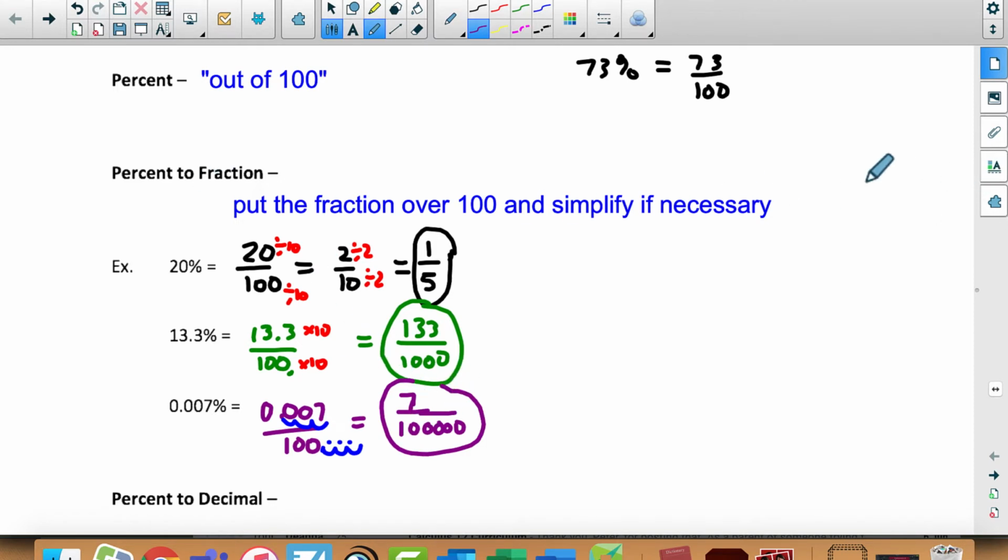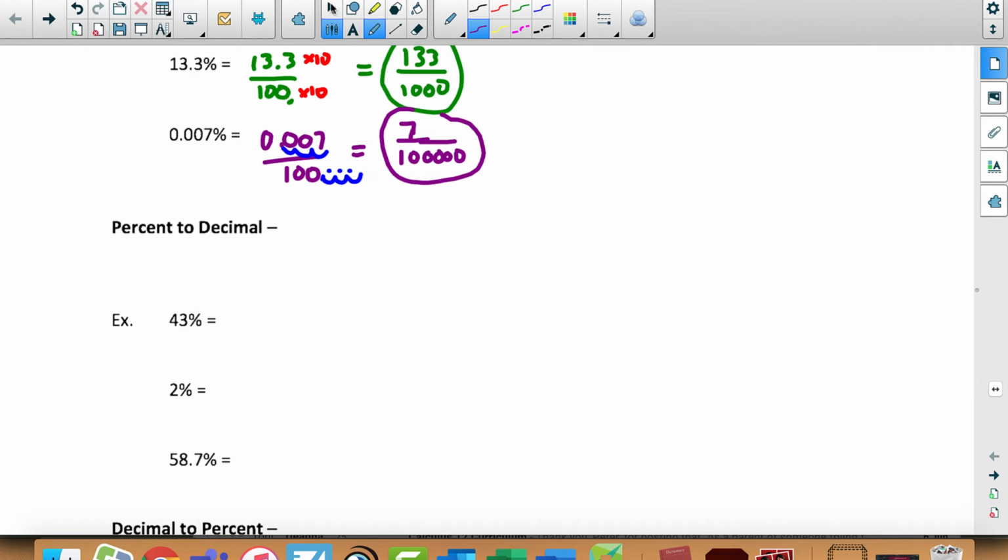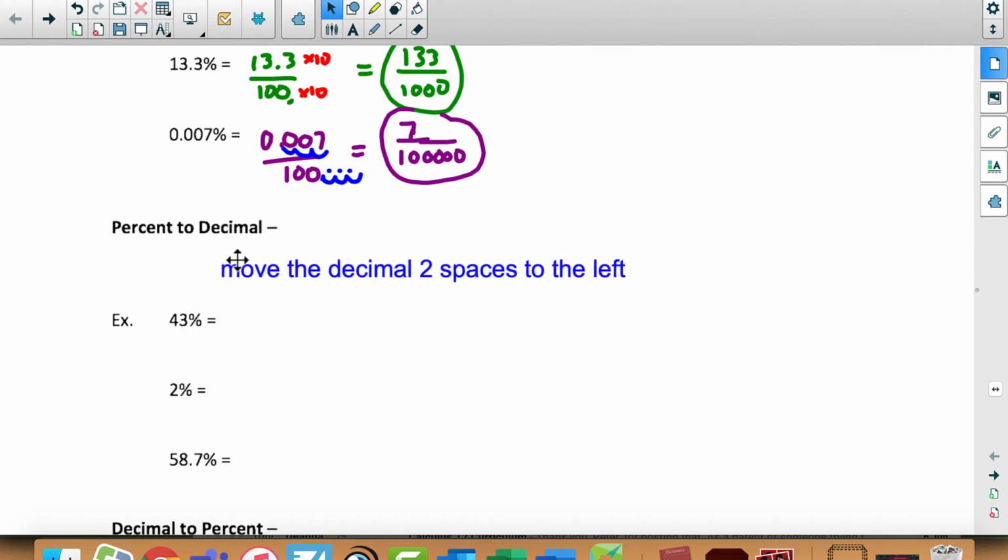What if you started at percent and you wanted to go to a decimal? It's actually kind of even easier. You just move the decimal 2 spaces to the left. So 43%, where's the decimal? I don't see a decimal in 43%. If you don't see it, it's at the end, so there's the decimal. And you just move that decimal 2 to the left. 1, 2. So now the decimal is right here.